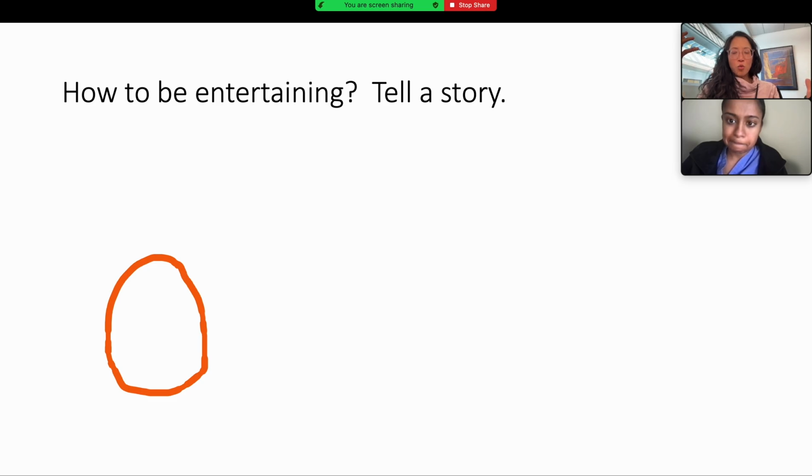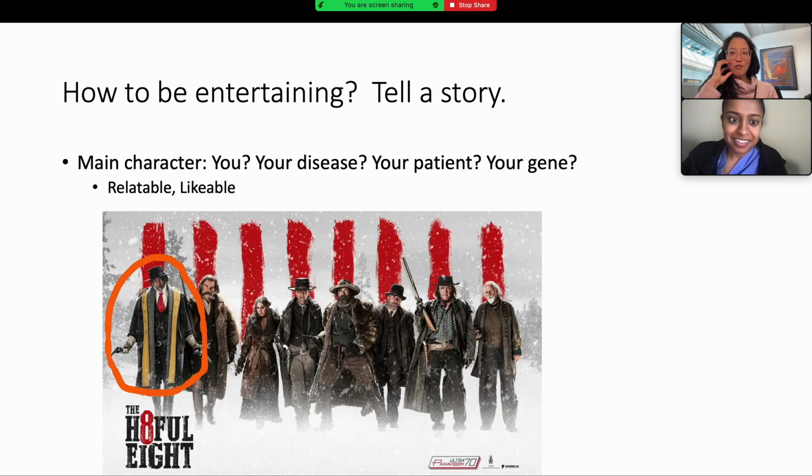So, what's one main thing that's a component of every story? I like to think about this movie that I watched recently at my husband's insistence that I really didn't like: The Hateful Eight. I didn't like it much because I felt like there wasn't really a plot, but at least it had a main character, and that was this guy.